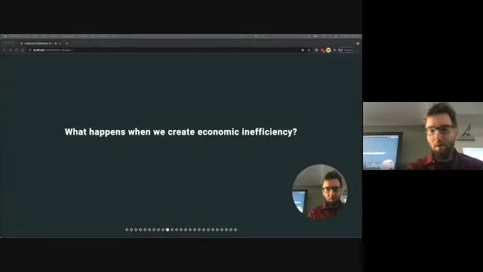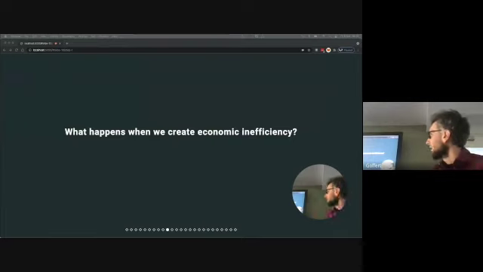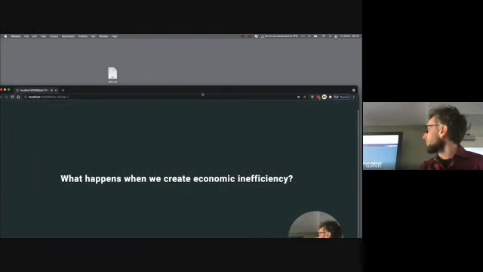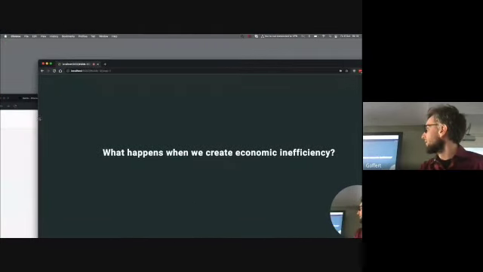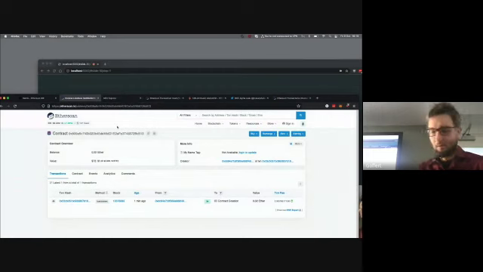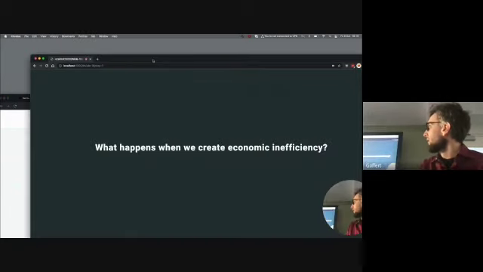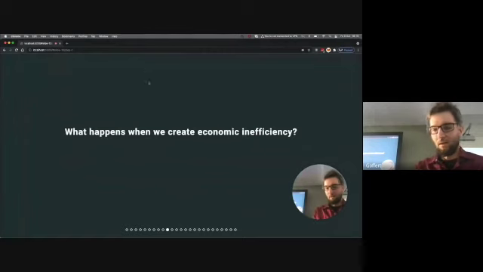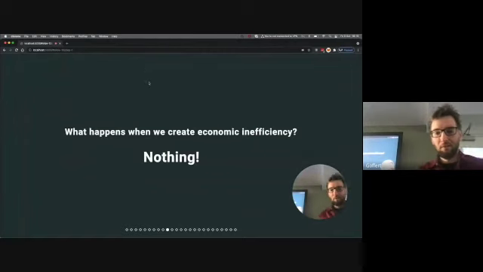Right, so to return to our question, what happens when we create economic efficiency? The answer was already sort of given, but it is indeed, it looks like nothing happened. Let's refresh the page. And yeah, this contract is still here. Nobody took the money yet. So the answer is nothing. Nothing happens. And someone here had a good idea.